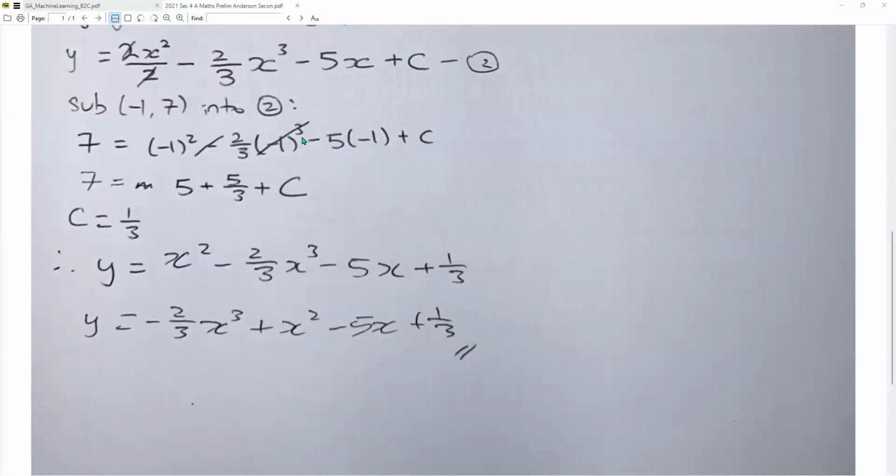(-1)², okay, I need to calculate this a little bit. I need to write it down. This is a 1. This is a plus 2/3. This is a plus 5. There's a plus c. 1 plus 2/3 plus 5 is 6 and 2/3. Minus away from the 7, you get positive 1/3. So c equals positive 1/3.